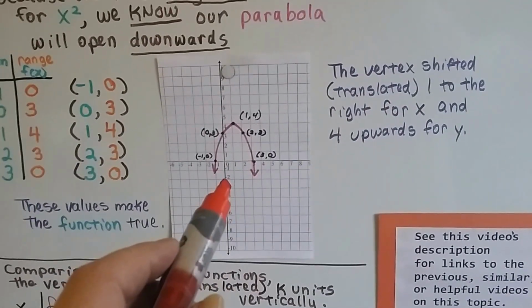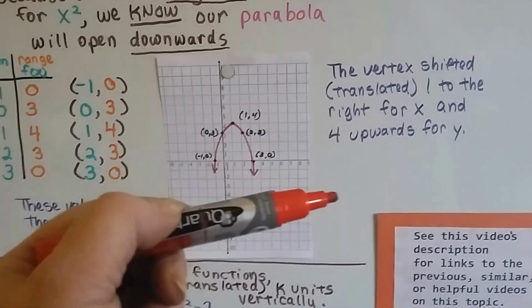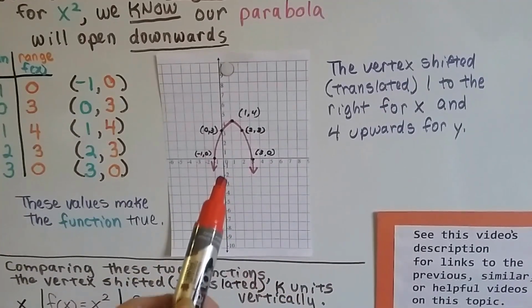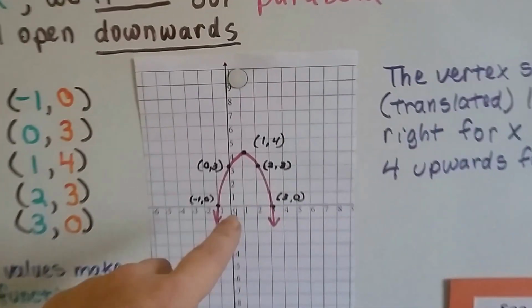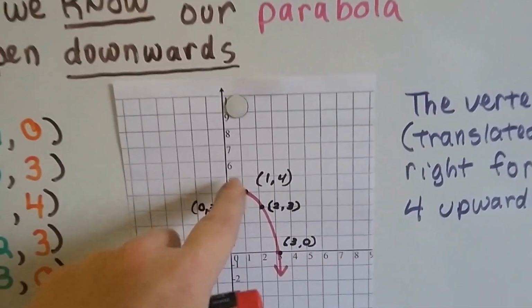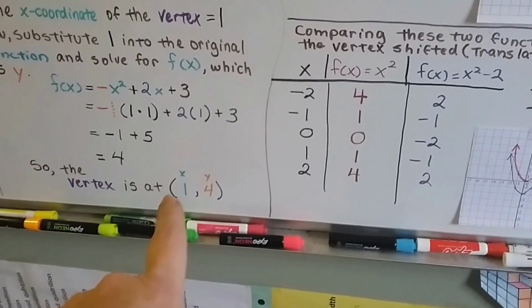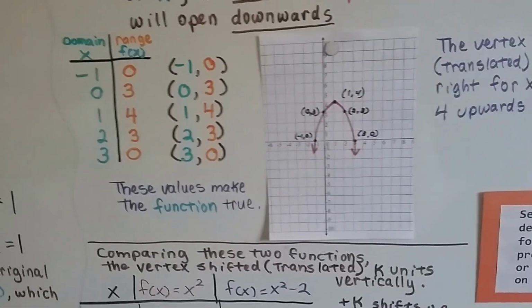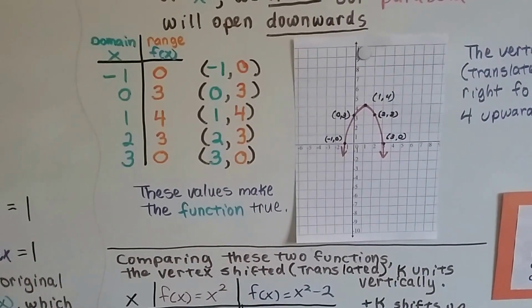It translated 1 to the right, away from the y line for x, and it went up 4 for the y value. 1, 2, 3, 4. Because our vertex is at 1, 4. See? So that's where it translated to. That's where it shifted to. All those values make the function true.